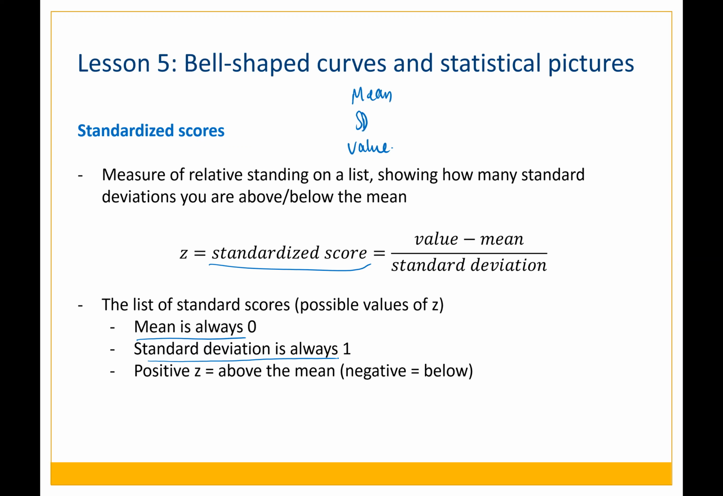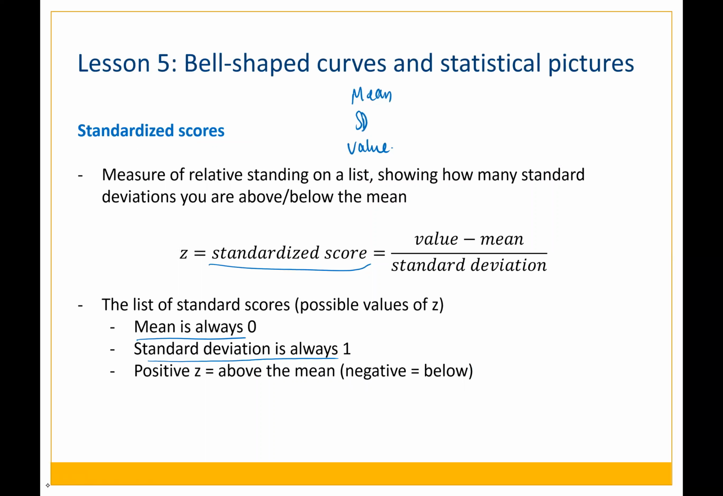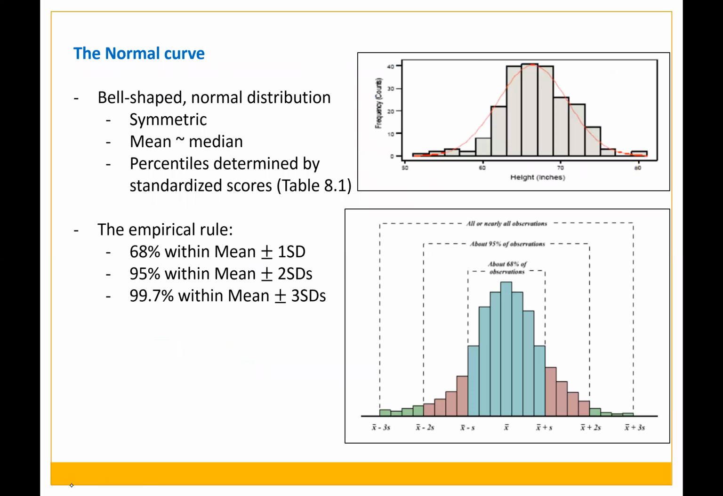Say you have a value 1 standard deviation away from the mean, then the standardized score is going to be 1. When you have a positive z, the value is bigger than the mean, and if it's negative, it's smaller than the mean. So that's standardized scores. It quantifies your relative standing: how many standard deviations you are above or below the mean.